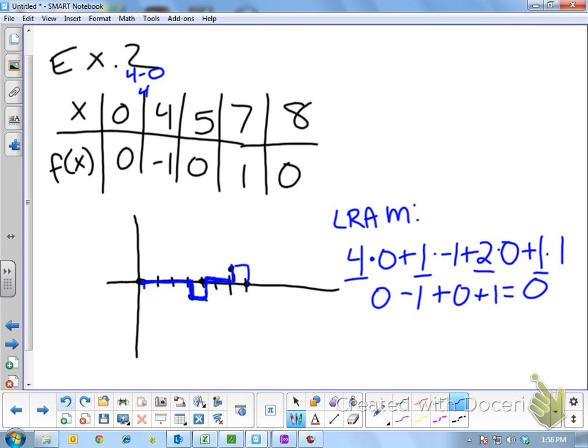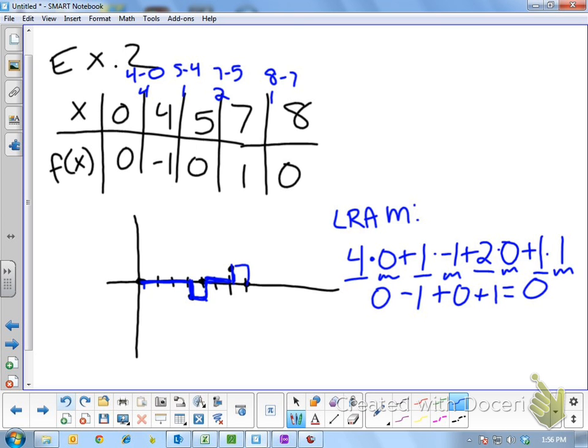What about my next one? It's 5 minus 4, which is 1. 7 minus 5, which is 2. 8 minus 7, which is 1. So we can find all our widths by subtracting. What heights did we use?